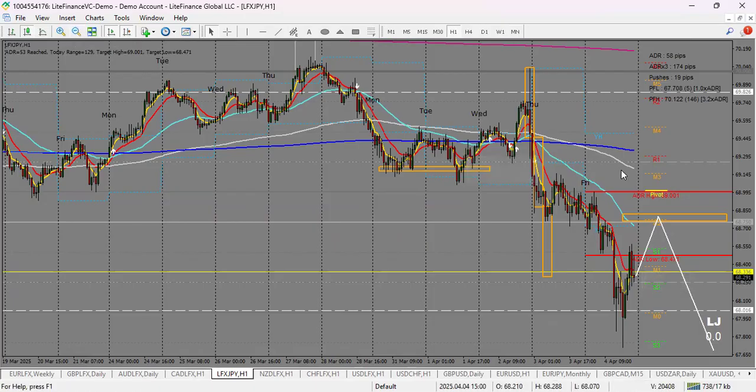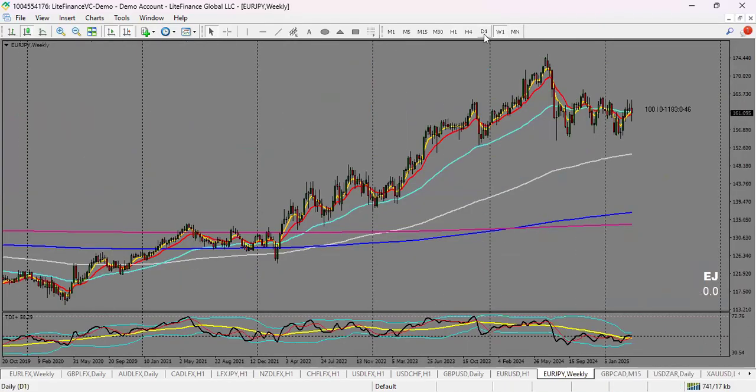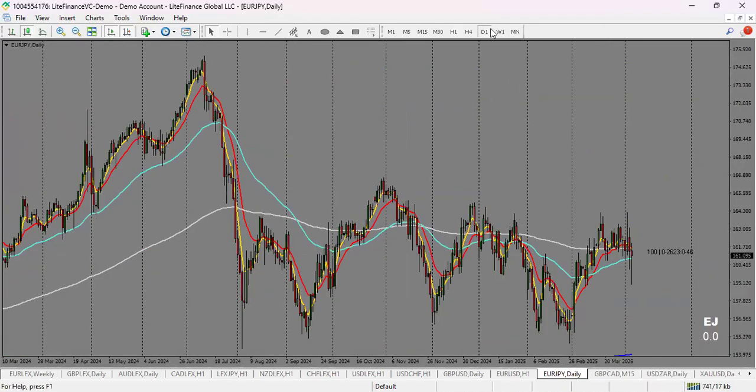So you can see from Thursday here, LFXJPY has been falling, indicating that the Japanese yen has gained strength. So while that happens, Euro is also gaining strength.